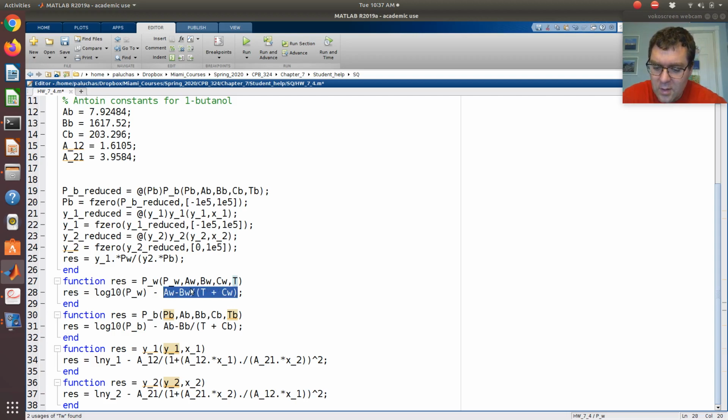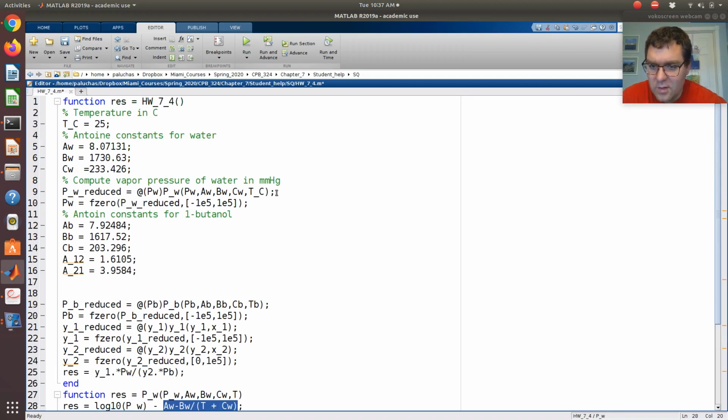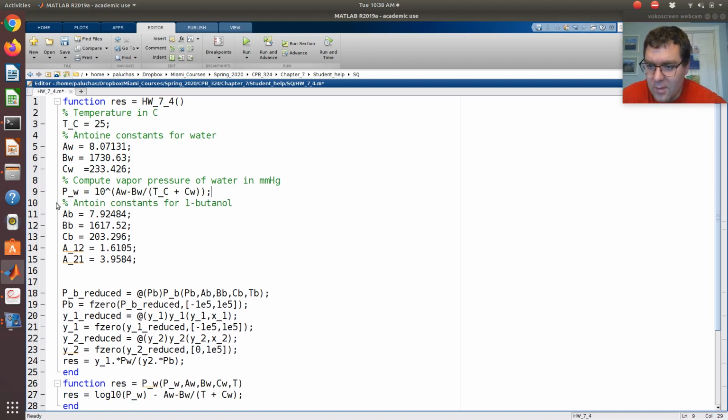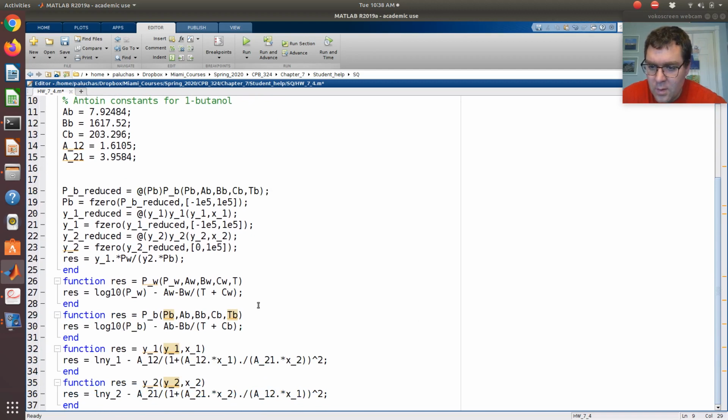But I would say it's not really necessary, because this one's easy enough to solve, right? I can just do P underscore W is 10 raised to that. A minus B divided by T plus C would give me log base 10 of the vapor pressure, so I just do 10 raised to that to get pressure. I'm going to do that only because it makes the code easier. All right, and so I'll clear this guy out.